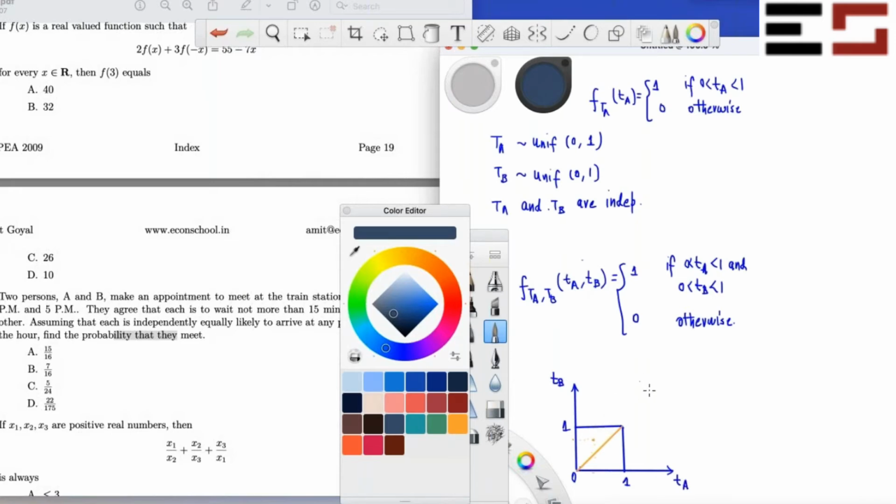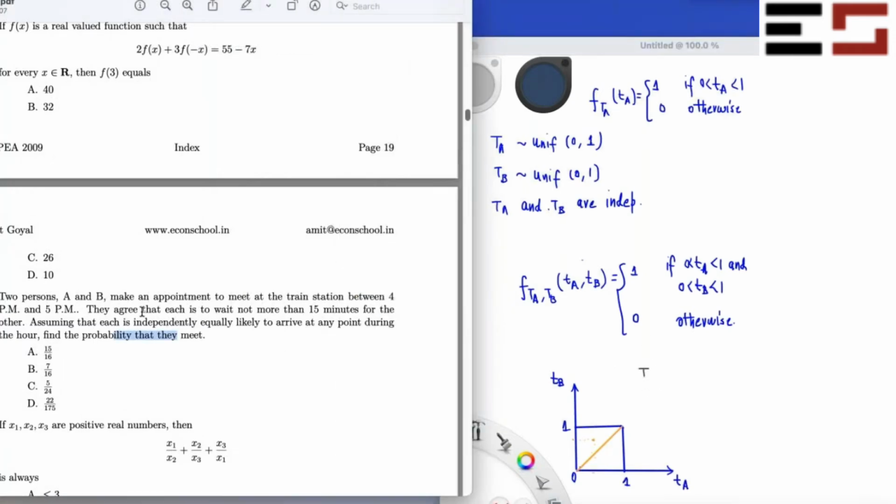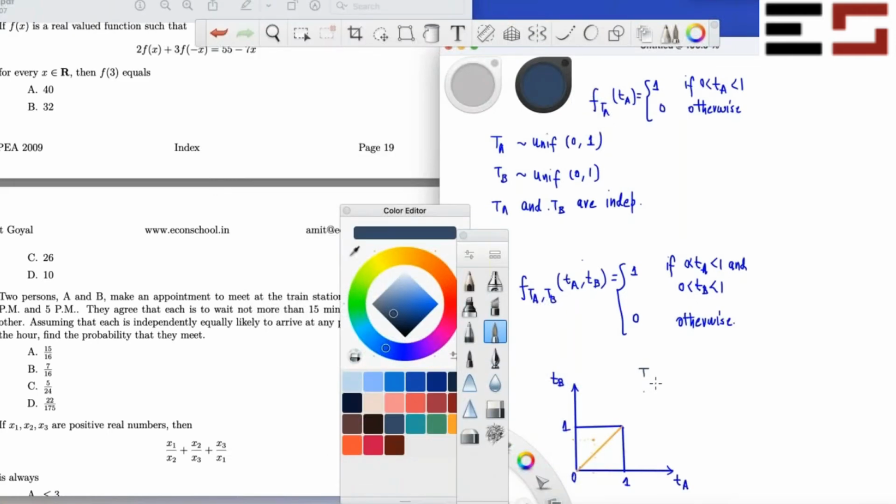Okay, now you want that nobody will wait more than 15 minutes for the other person. Okay, so you don't want anybody to wait more than 15 minutes. So what does this mean? This means that TB minus TA, when B came late, should be less than or equal to 1 by 4.